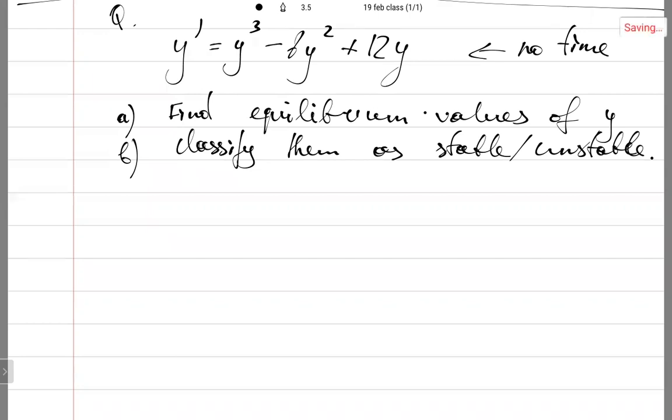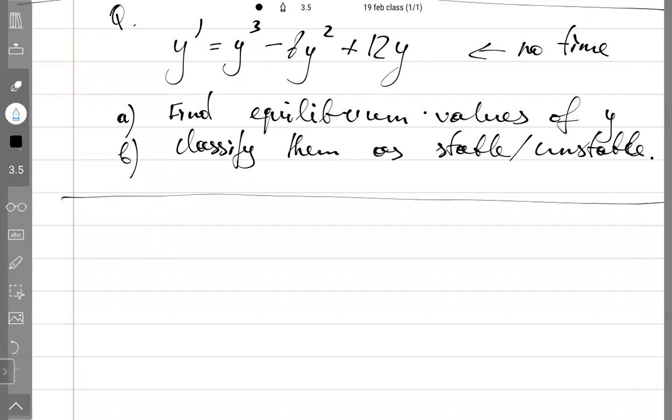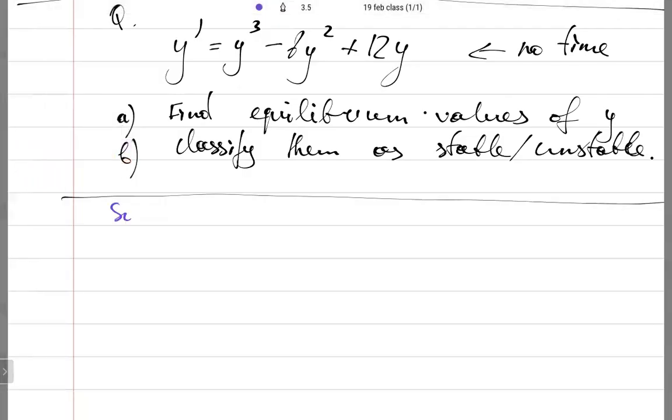What is called equilibrium value of y? So now we may solve this problem. What is equilibrium value? I don't understand. What is called equilibrium value?